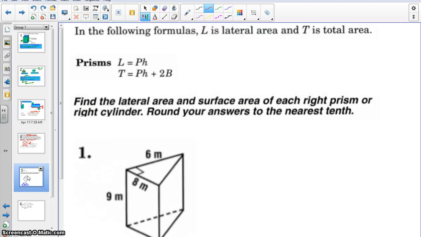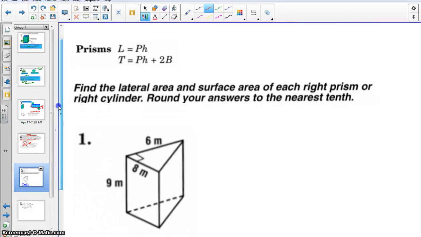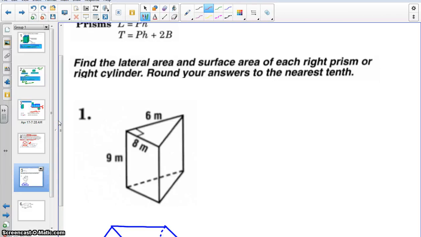Let's go ahead and take a look at our first example here. Whenever you're doing these types of problems, you need to ask yourself what type of figure is it and what are the bases. Okay, so in our first figure here, we know that this is a triangular prism because the two faces that are both parallel and congruent are the triangles. So this is a triangular prism.